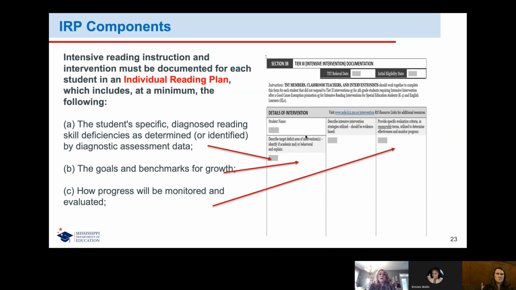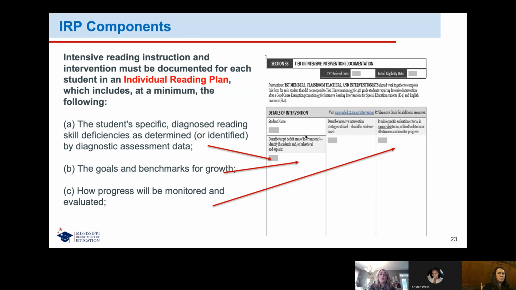So here are the components of the IRP. Intensive reading instruction and intervention must be documented for each student in an individual reading plan. And so it has to include the following. It has to have the student's specific diagnosed reading skill deficiencies as determined or identified by diagnostic assessment. And you see here in our MTSS documentation packet, this is where you would document that.